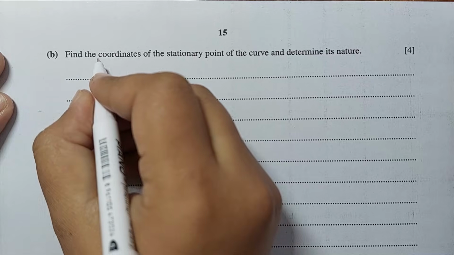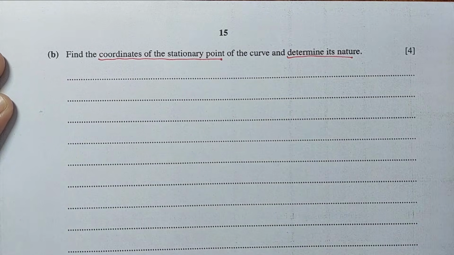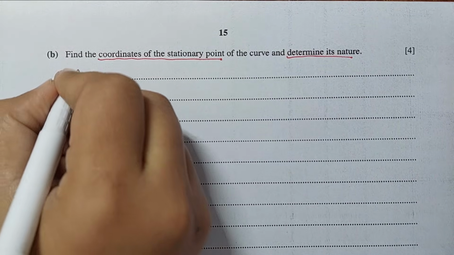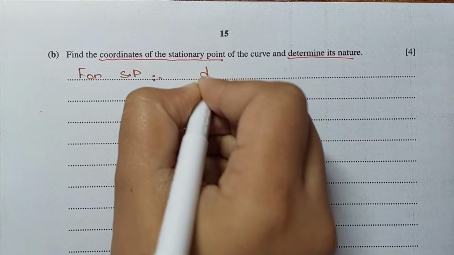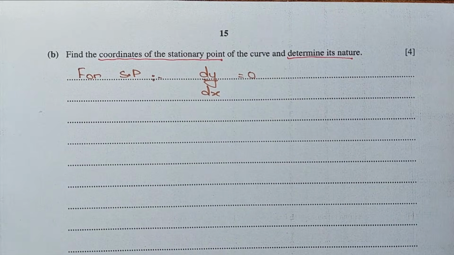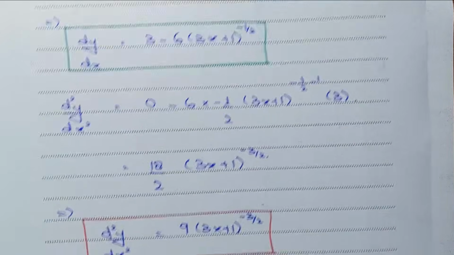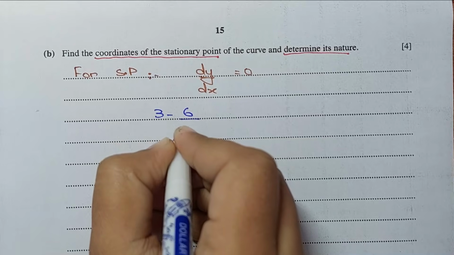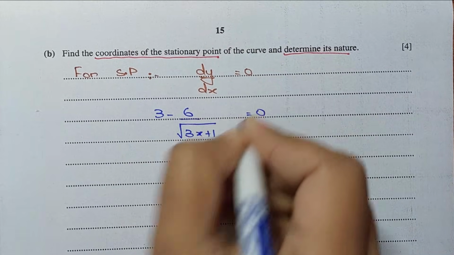Now for part B, find the coordinates of the stationary points of the curve and determine its nature. Okay, so coordinates, x and y, both coordinates we need to figure out. As we know, for stationary points, we need to put the first derivative dy over dx equal to 0, right? We have done the first derivative in part A. So we need to put this first derivative equal to 0, which is 3 minus 6 over square root of 3x plus 1. This should be equal to 0.